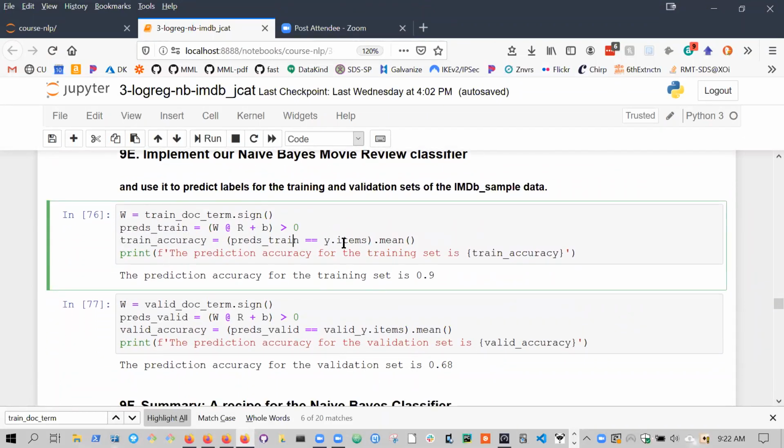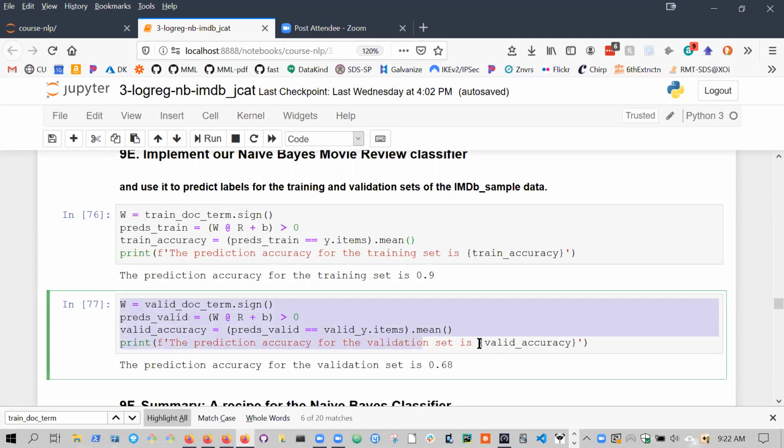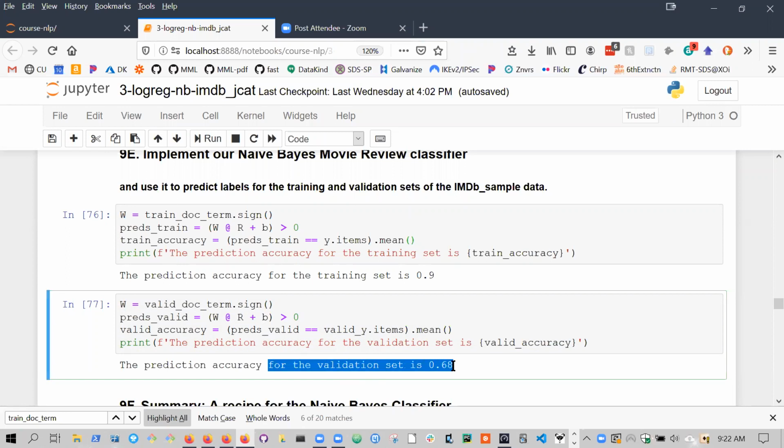We apply this to the training set, and we get a prediction accuracy of 90%. That's not a surprise because that's the training set. We know all the answers. But the more interesting thing is when we apply our naive Bayes model to the validation set. Now we don't expect the accuracy to be so high, because the naive Bayes model was built on the training data. Now we're applying it to documents that it hasn't seen before. And now the accuracy is much lower, but it's still pretty good.